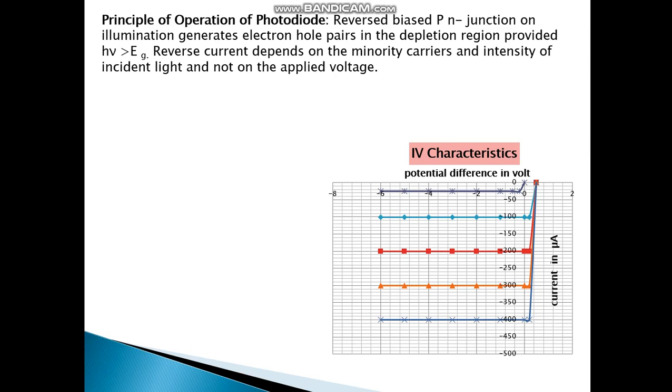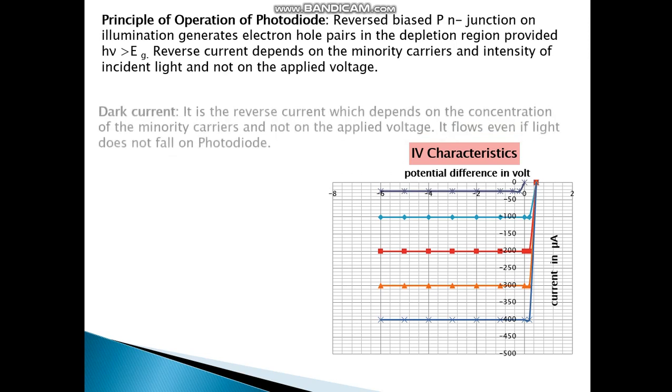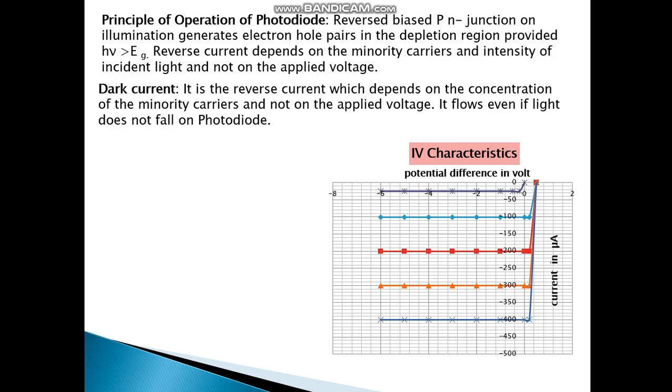Principle of operation of a photodiode: a reverse biased PN junction on illumination generates electron-hole pairs in the depletion region, provided h nu is greater than Eg. Reverse current depends on the minority carriers and the intensity of incident light, and not on the applied voltage. Dark current is the reverse current which depends on the concentration of the minority carriers and not on the applied voltage. It flows even if light does not fall on the photodiode. So that's the dark current.